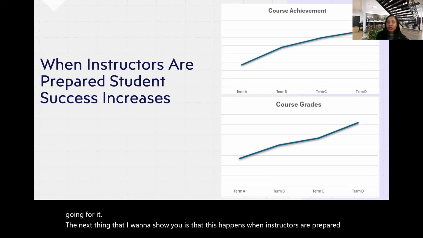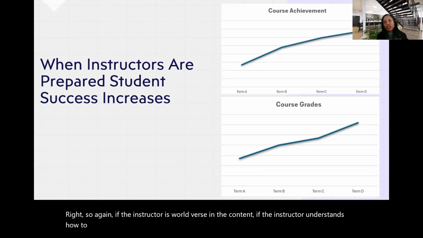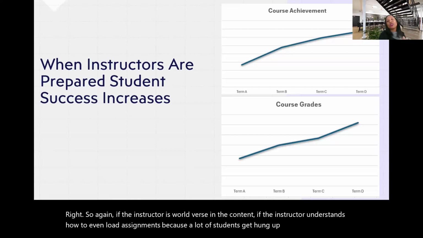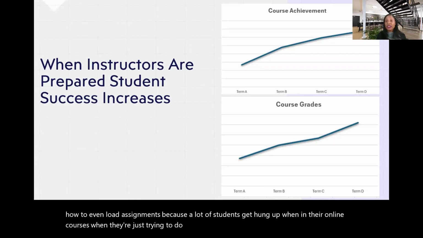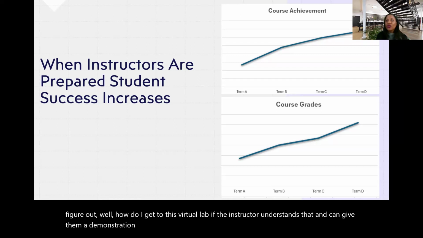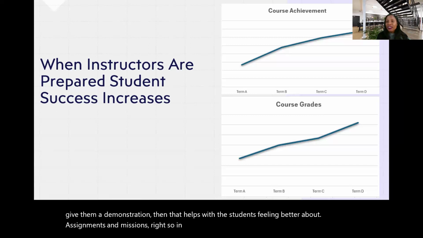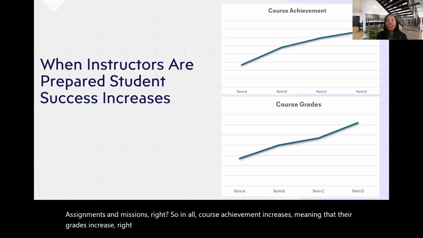Student success increases, right? So again, if the instructor is well versed in the content, if the instructor understands how to even load assignments, because a lot of students get hung up in their online courses when they're just trying to do the basics of loading their assignments or trying to figure out, well, how do I get to this virtual lab? If the instructor understands that and can give them a demonstration, then that helps the students feel better about assignment submissions, right? So in all, course achievement increases, meaning that their grades increase, right?